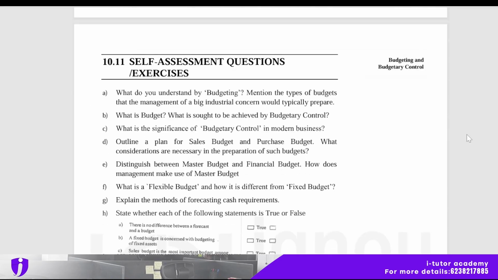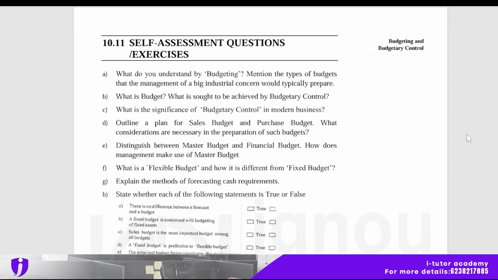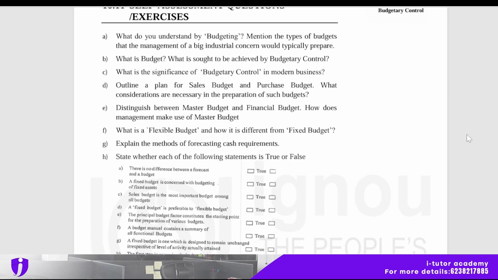Self-assessment questions are also based on the chapter. First question is, what do you understand by budgeting? Mention the types of budget that the management of a big industrial concern would typically prepare. What is a budget and what is sought to be achieved by budgetary control? And what is the significance of budgetary control in modern business? And next is, outline a plan for sales budget and purchase budget. What considerations are necessary in preparation of such a budget?